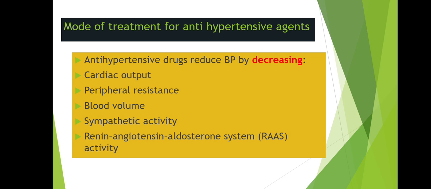The renin-angiotensin-aldosterone system activity is about causing the vasoconstriction of blood vessels. Vasoconstriction leads to high blood pressure. So we are going to give some medication like angiotensin converting enzyme inhibitor, so that we inhibit this particular activity. Once it is inhibited, the blood pressure is going to be decreased. So this is the mode of treatment for some of our antihypertensive agents, as we are going to continue discussing.